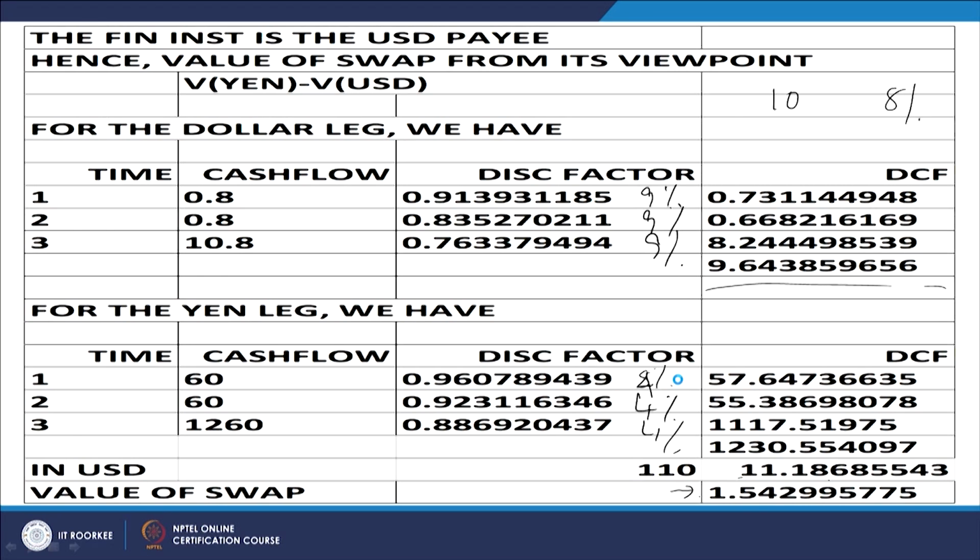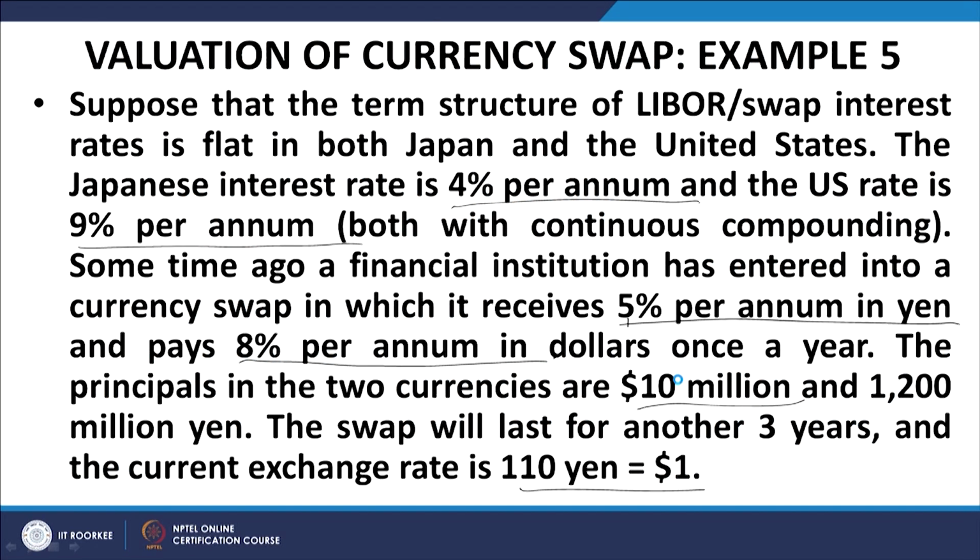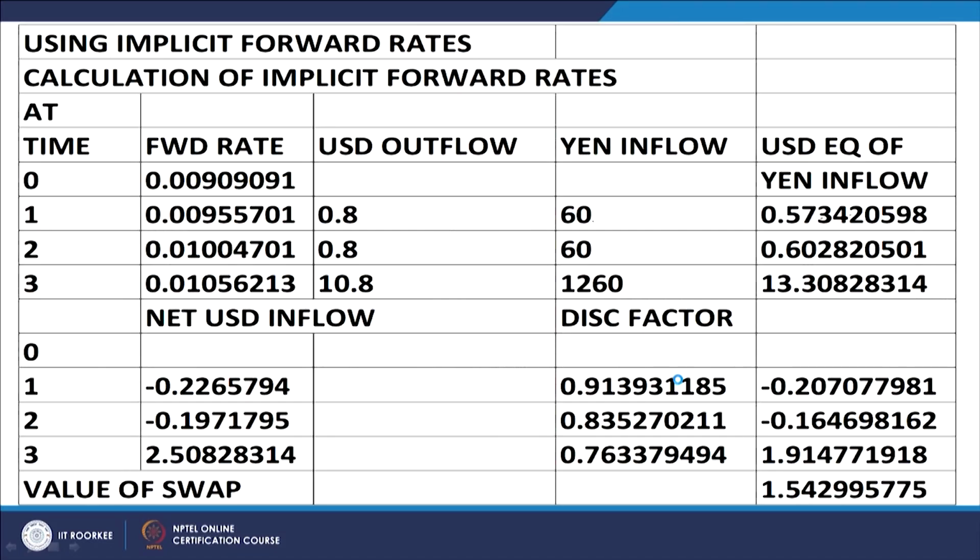Recall, I think the dollar rate was 9%. So, this discount rate is at 9% and we get this amount. Similarly, we work out the forward rate for 2 years, we do the same exercise again and we arrive at this. We work out the forward rate for 3 years, the forward exchange rate for 3 years.